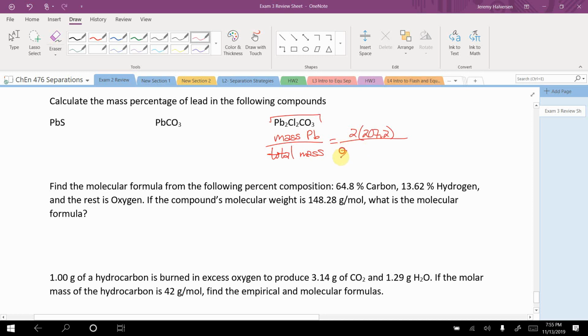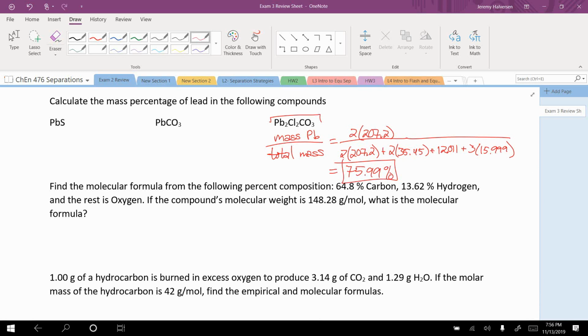207.2 divided by the whole thing. Oh man, plus 12.011 plus 3 times 15.999. Anybody get it? Yep, good job. Does mass percent make sense? You're like, let's have a few of those on the test. Okay.